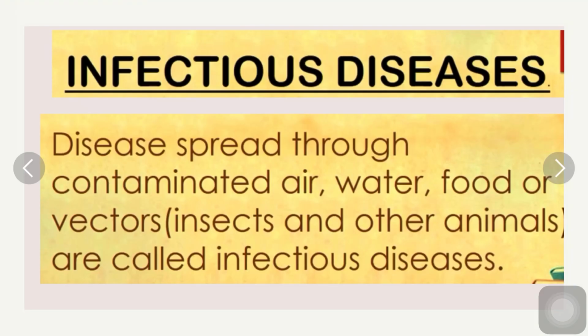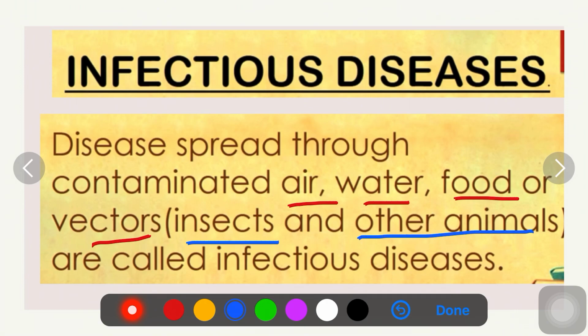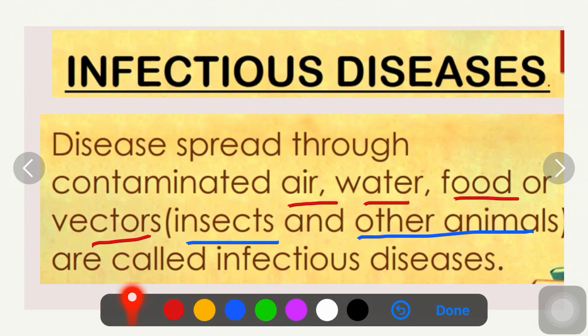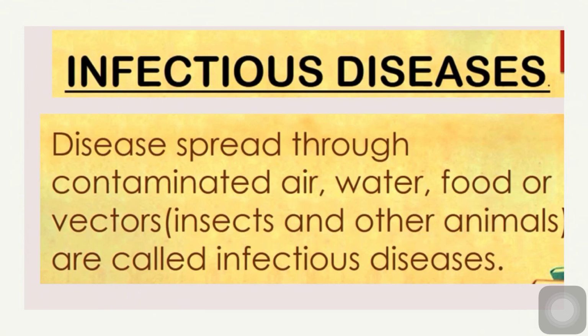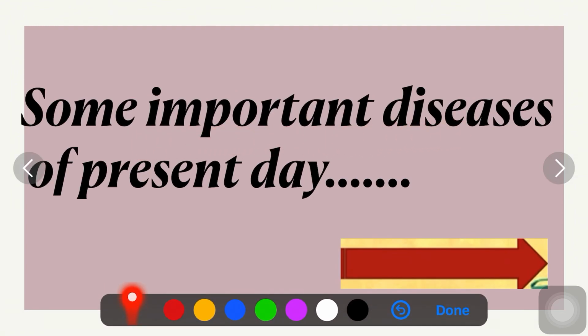Now, what are infectious diseases? Diseases spread through contaminated air, water, food or vectors, where vectors may be insects and other animals, are called infectious diseases. Now we will learn something more about infectious diseases, some important diseases of present day.